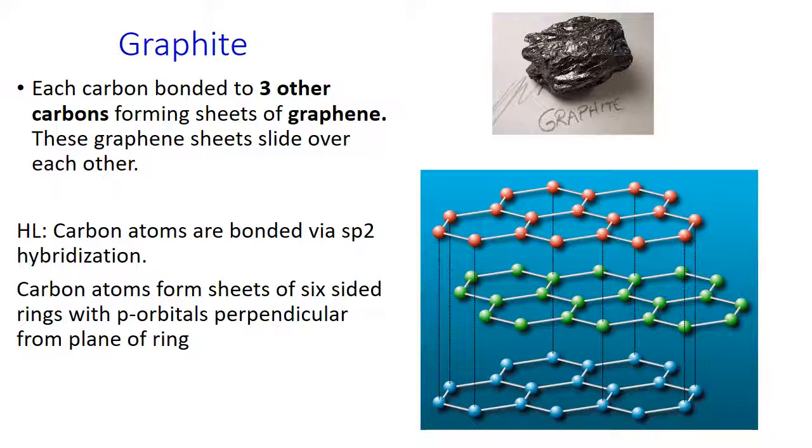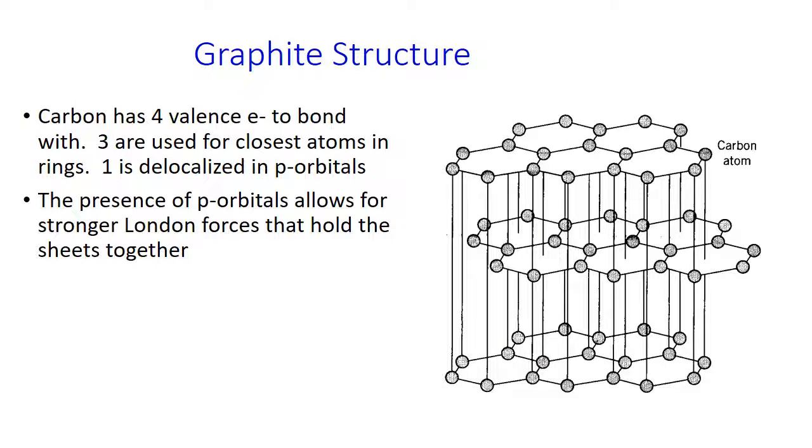The second allotrope is graphite, where this time, instead of being bonded to 4 carbons, they're bonded to 3 carbons. Okay, so for HL we call this sp2 hybridization. Again, don't have to worry about it at the moment. We'll go into this in more detail as we move on through the unit. But what happens basically is that you have these sheets of carbon, and the p orbitals of the carbon are perpendicular to the plane of the ring. Okay, and this is the graphite structure.